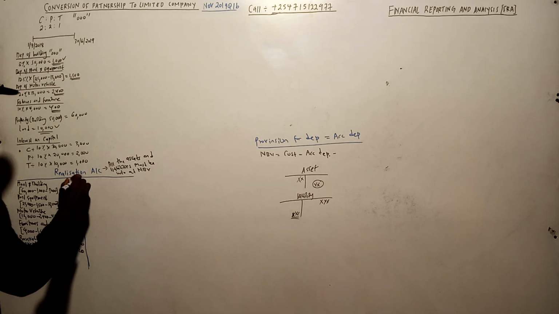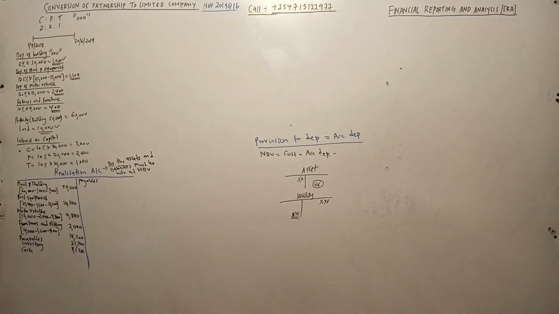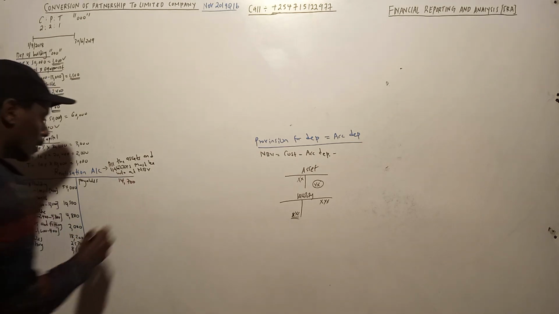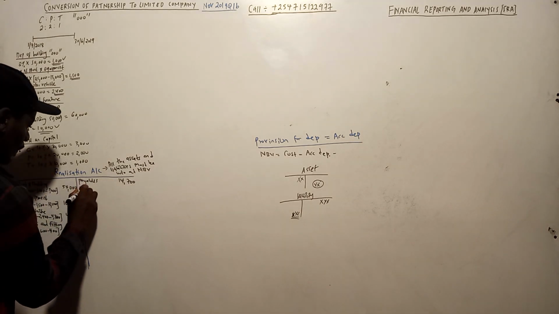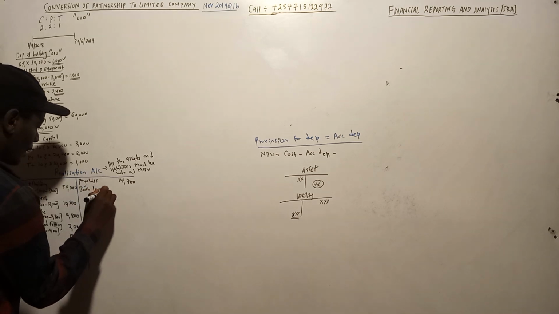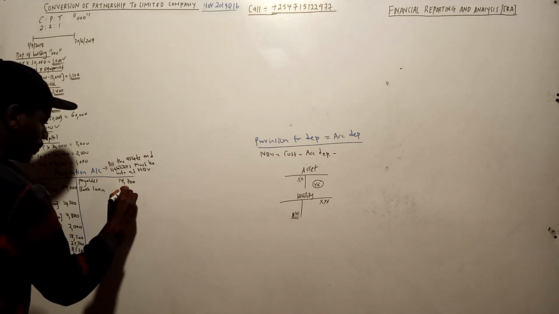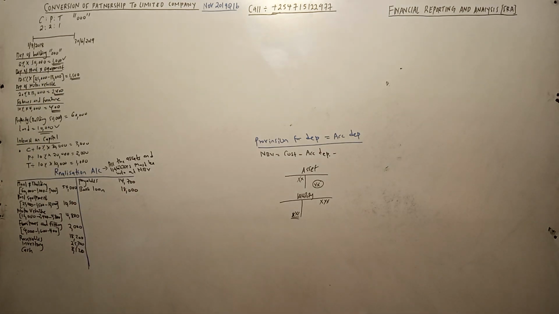Payables was the common one. Payables of how much? 14,700 in our trial balance. Then we had a bank loan of 18,000. Any other liability? We only had those two liabilities.